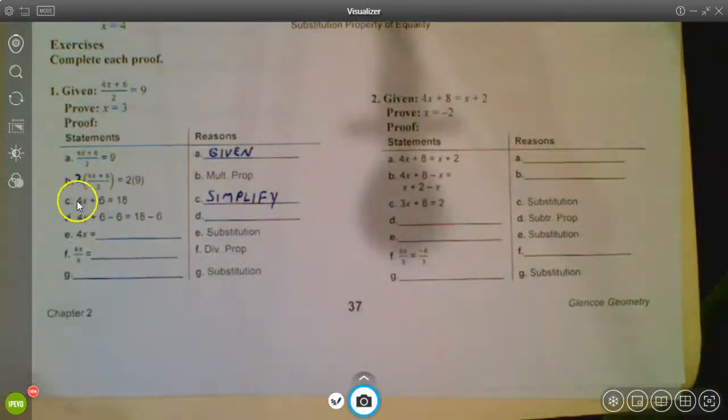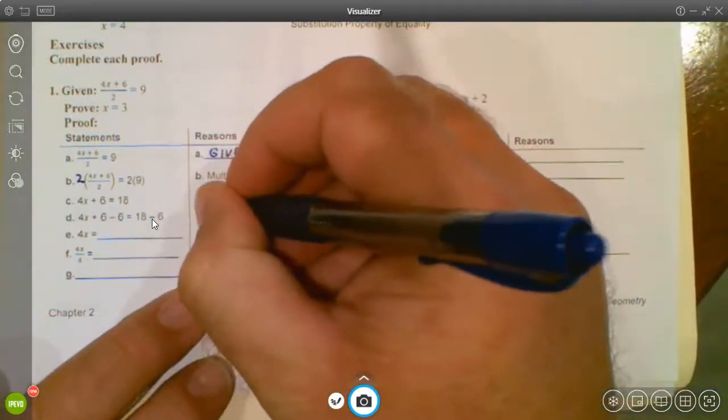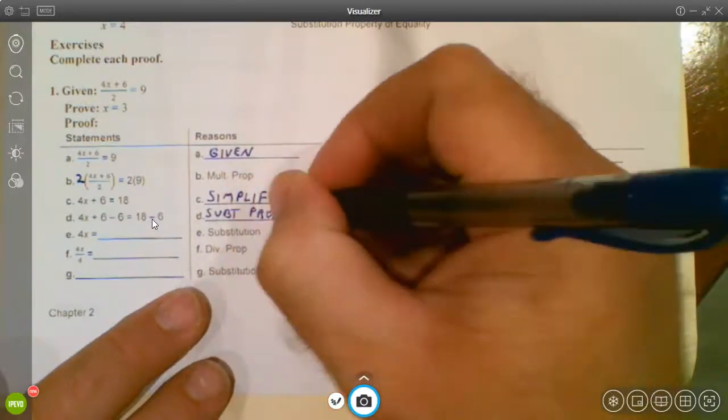Where do we go from there? So this is now just a two-step equation. We are going to subtract 6 from both sides. So we are clearly seeing that here and here. We always want to make sure that's been written out. So if we are subtracting something from both sides of the equation, that is simply the subtraction property of equality.